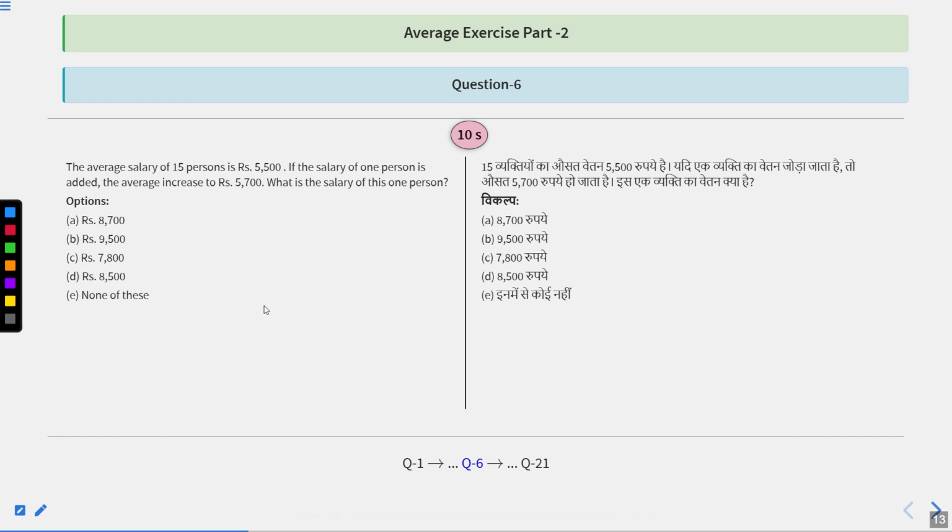Next one. The average salary of 15 persons is rupees 5,500. If the salary of one more person is added, the average increases to rupees 5,700. What is the salary of this one person? You have 5 options and 10 seconds to analyze the question. Your time starts now.